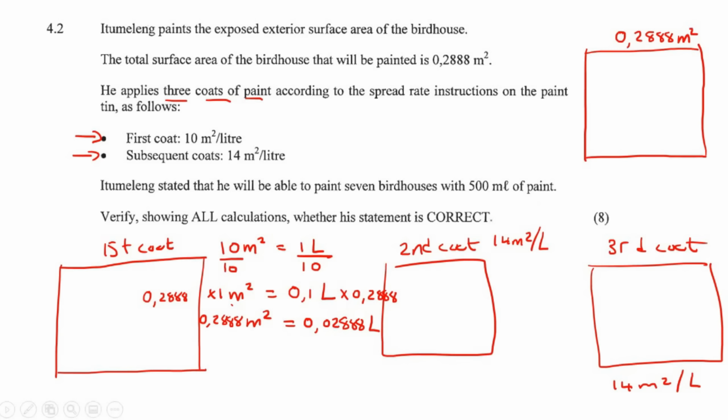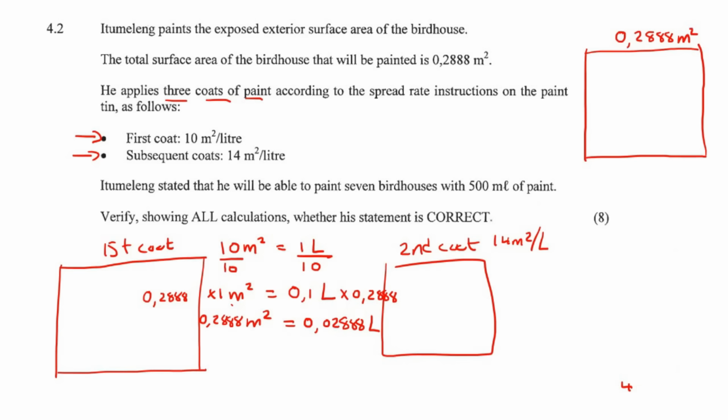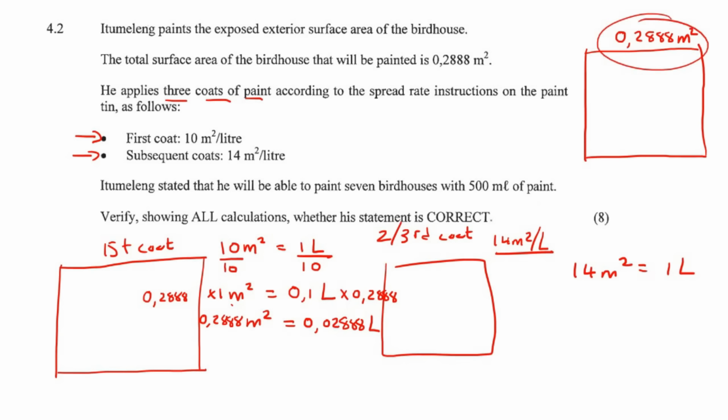Okay, now we are going to do the same for the second and the third coat. I'm actually just going to say second and third coat, because it's the same. So they tell us that if we have to paint 14 meters squared, we would use 1 liter of paint. But once again, we're not going to be painting 14 meters squared. We're only going to be painting that. So we need to change this meter squared into that meter squared.